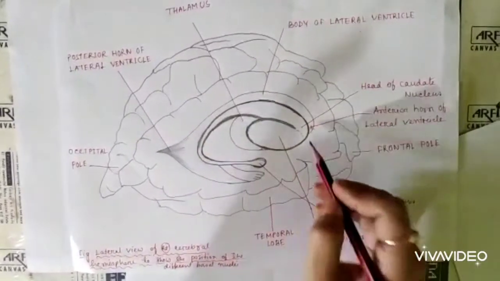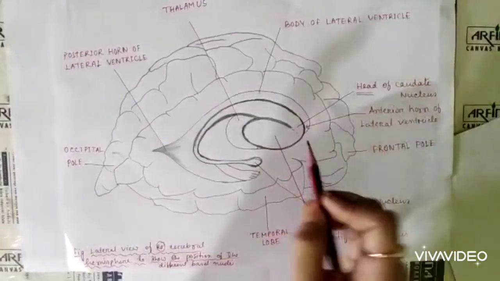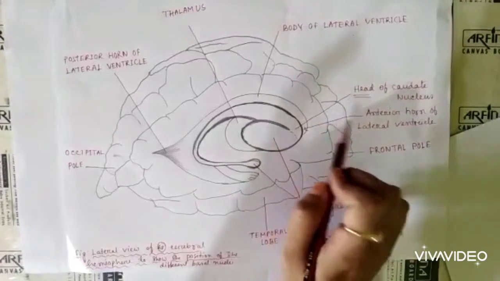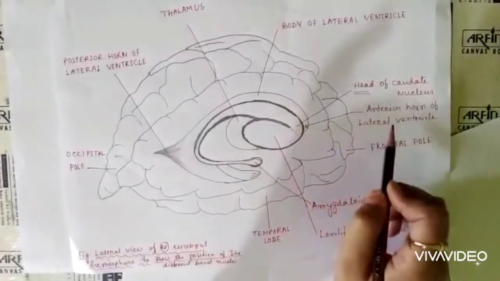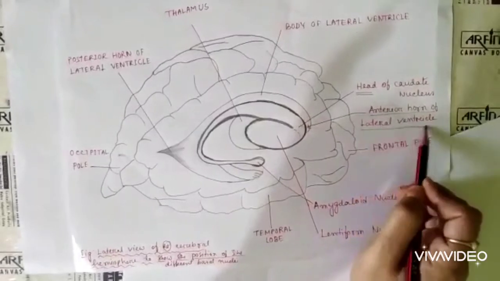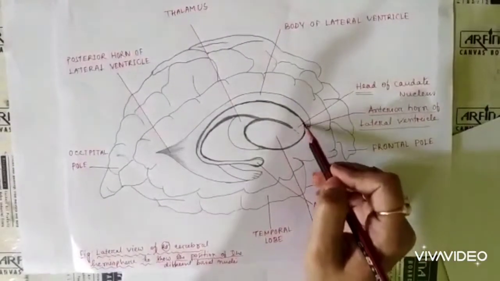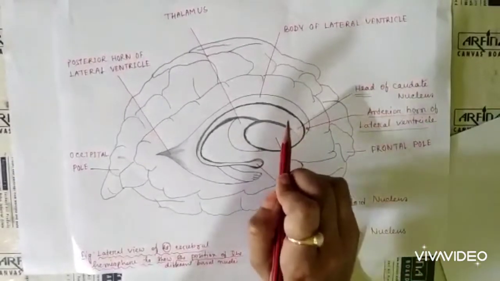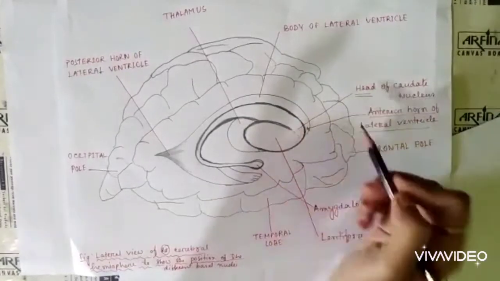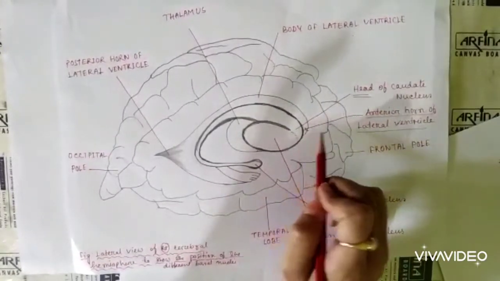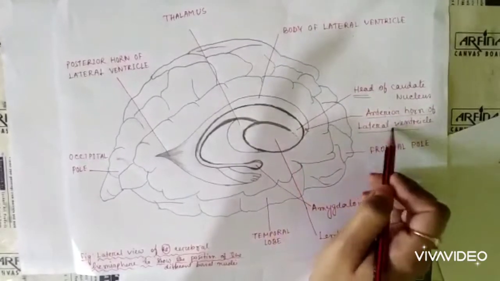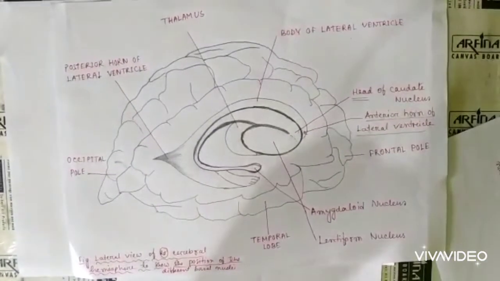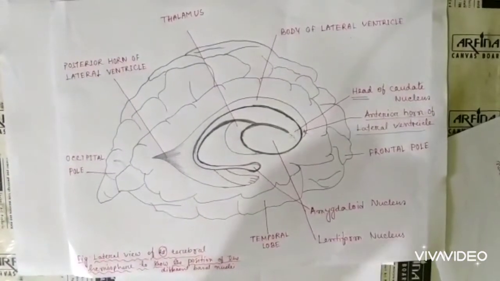This portion is the head, and the head forms the floor of the anterior horn of the lateral ventricle. This portion is the anterior horn of the lateral ventricle, and this portion is the floor. So the head of the caudate nucleus forms the lateral floor of the anterior horn of the lateral ventricle. Then it also forms the medial wall of the anterior limb of the internal capsule.